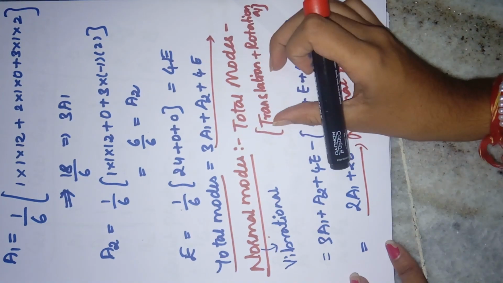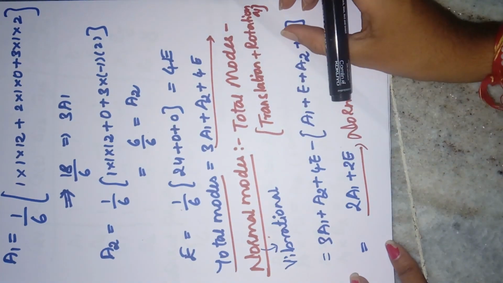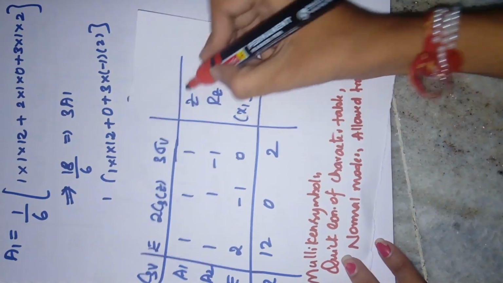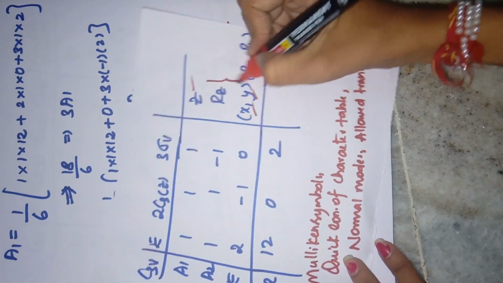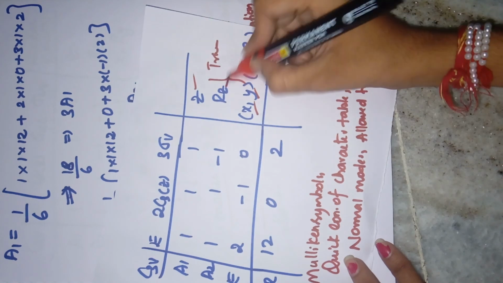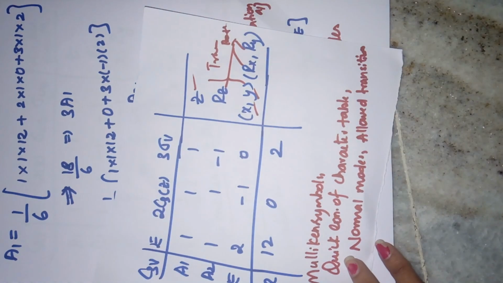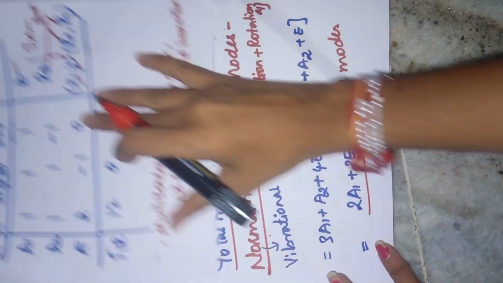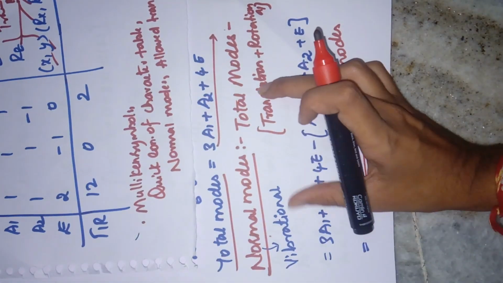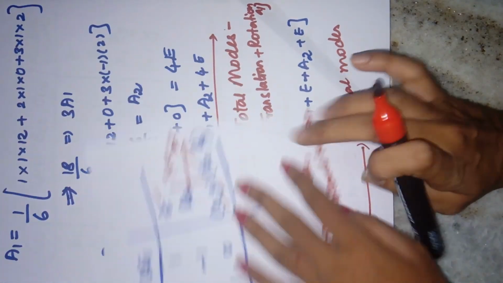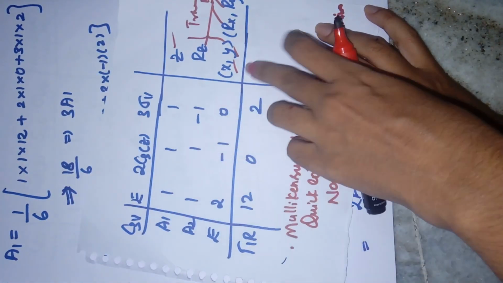Now you should know what are translational and rotational again, and they are present in your character table. So this x, y, z are your translational motions, and Rx, Ry, Rz are all about rotational. So translational and rotational you have to subtract. How do you subtract? First write total modes 3a1 plus a2 plus 4e minus, now where are translational present? A1 and e. There is no translation for a2.